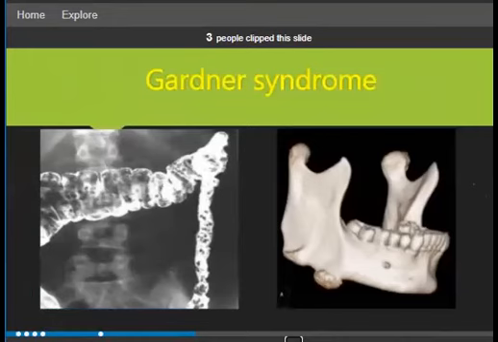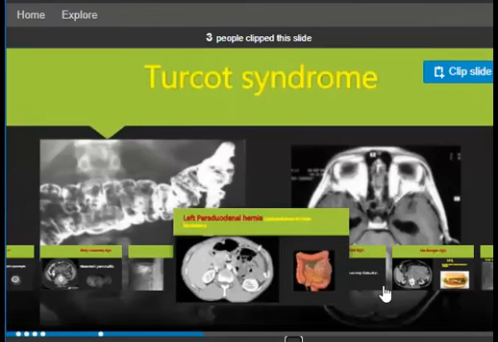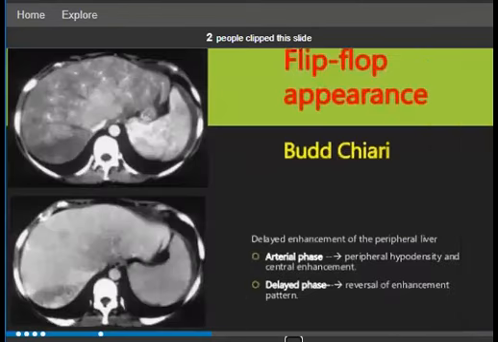So again, familial, bulbosus of the mandible. What is in the mandible here? Osteoma. Osteoma. Perfect. Here, what in the neuro? You remember? Medulloblastoma. Yes. Nice. And flip-flop appearance was Bud Carey.